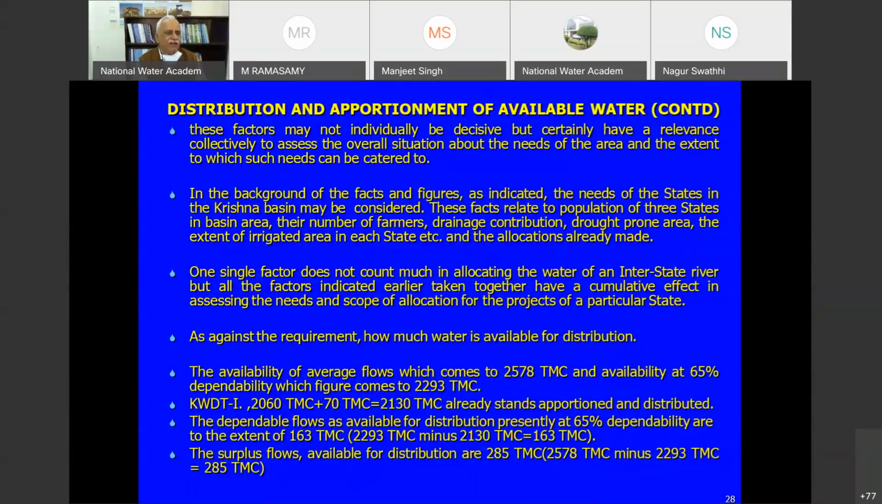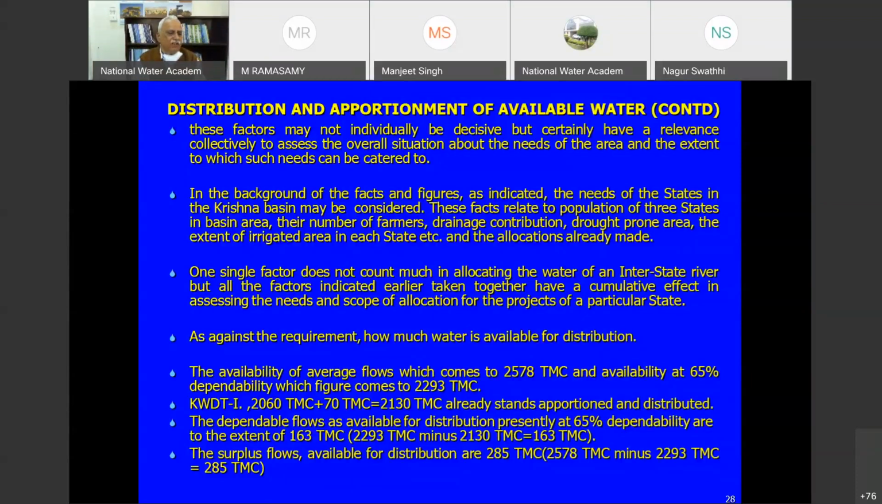One single factor does not count much in allocating the water of an interstate river, but all the factors indicated earlier taken together have a cumulative effect in assessing the needs and scope of allocation for the projects of a particular state, as against the requirement of how much water is available for distribution.